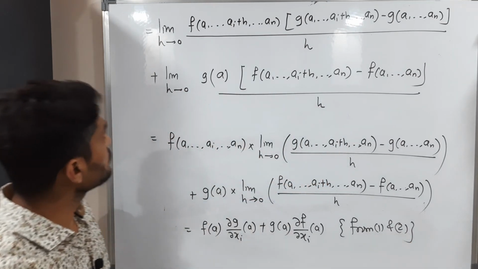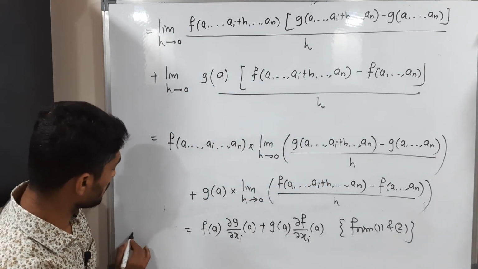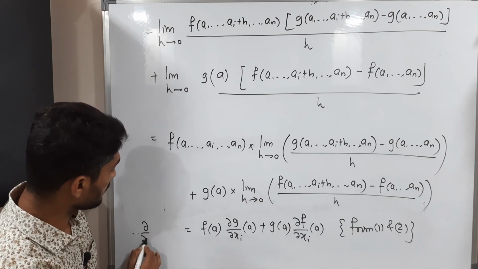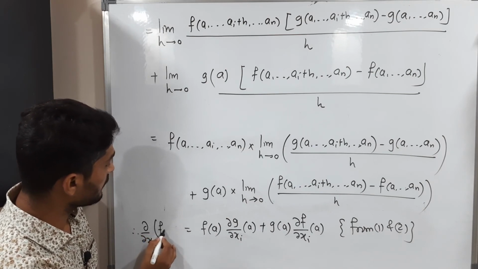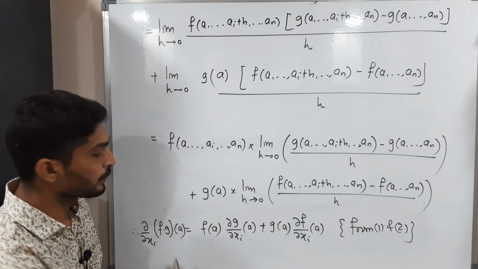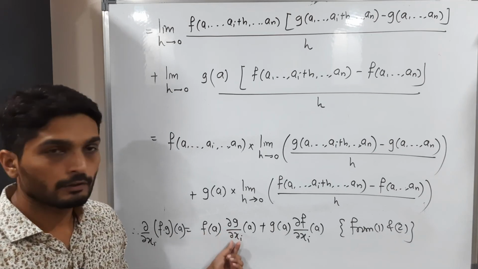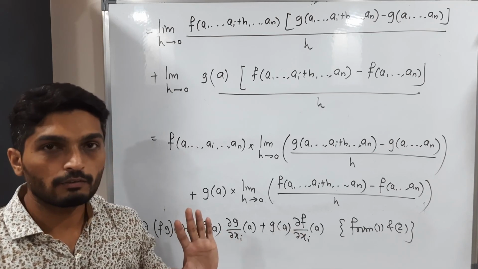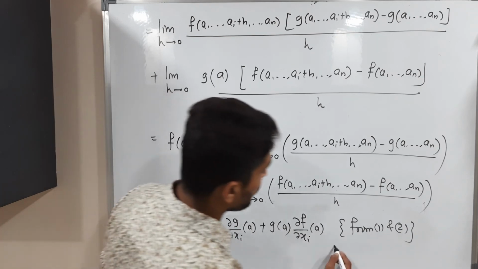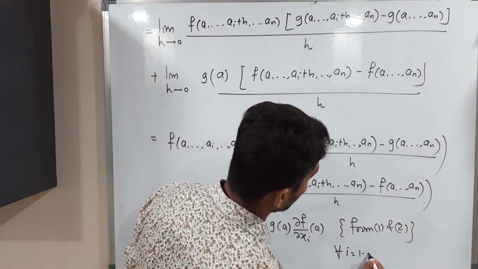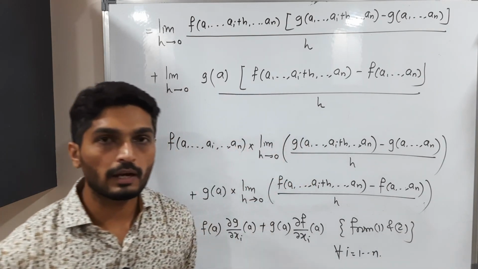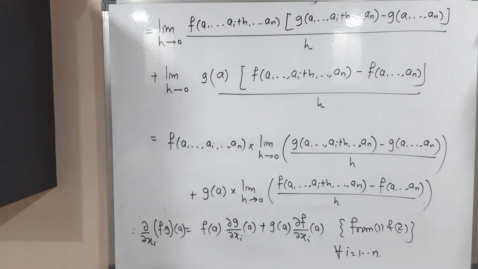So you remember we started with what? I have not written here. So therefore we started with f into g of a, and we proved it equals f into derivative of g plus g into derivative of f. In this way we have proved, and this is true for all i running from 1 to n. So in this way we have completed the proof of this result also. You can make a screenshot of it, and after that we will stop. Thank you. Bye bye.